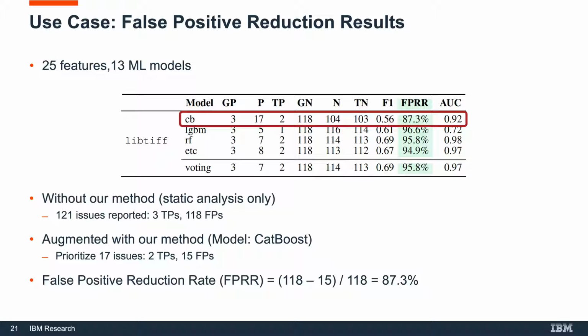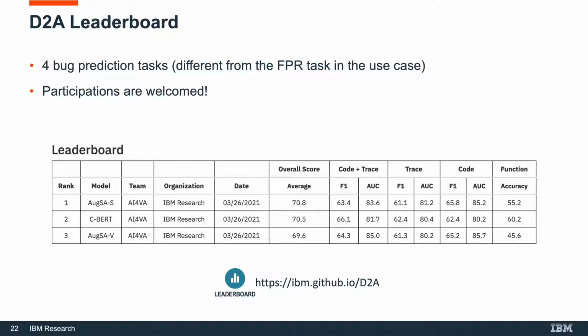But in summary, without our method, there are 121 reported issues, and only 3 are true positives. So developers will see a lot of false positives and may not want to review our findings. However, when augmented with our method, for the highlighted model, we select 17 issues where 2 are true positives. So if developers review these 17 issues first, they will see fewer false positives.